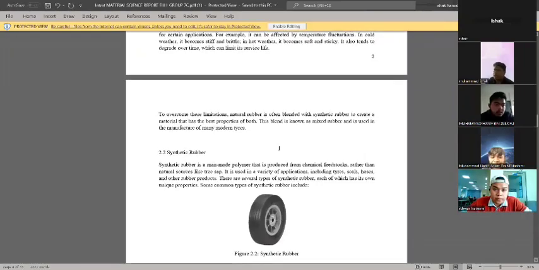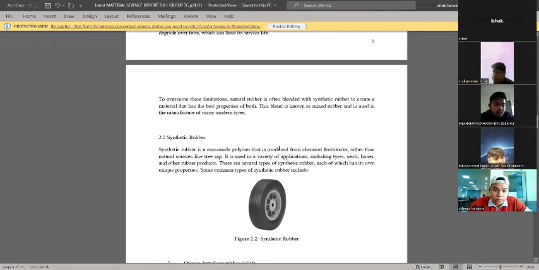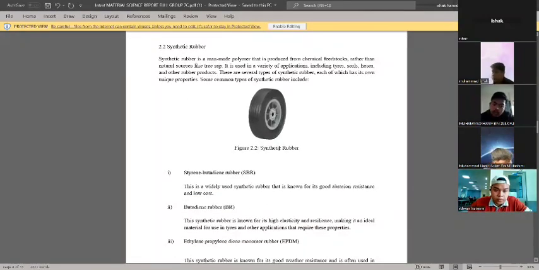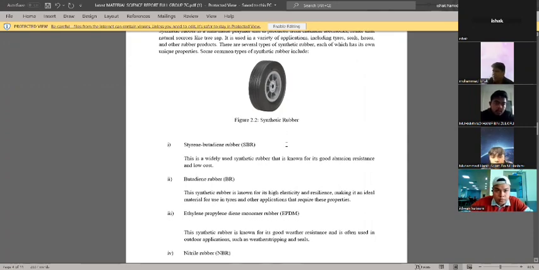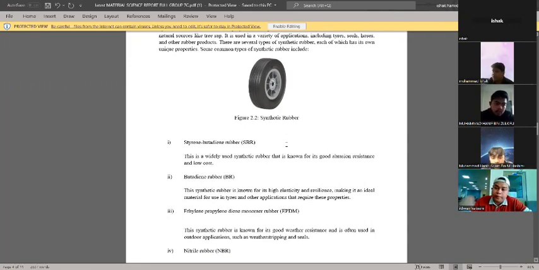And then synthetic rubber. Synthetic rubber is a man-made polymer that is produced from chemical feedstock rather than a natural source like a tree. It is used in a variety of applications, including tires, seals, hoses, and other rubber products. There are several types of synthetic rubber, each of which has its own unique properties.